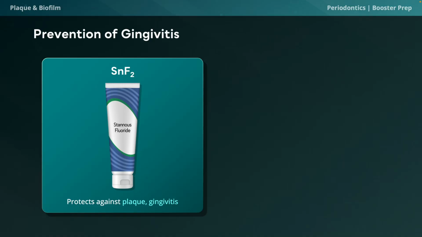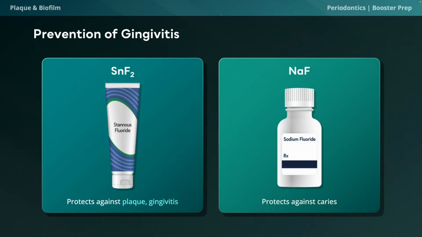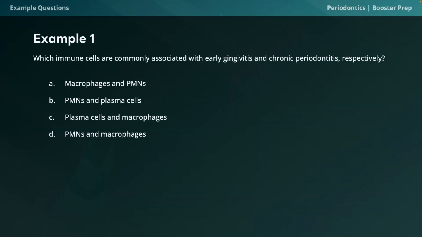Another source of fluoride in oral care products is sodium fluoride. These are good for caries prevention, but they don't fight gingivitis. So the key point is stannous fluoride helps with both caries and gingivitis prevention. And with that, guys, we are done. I know that was a lot to cover, so let's reinforce everything we just learned with some practice problems.